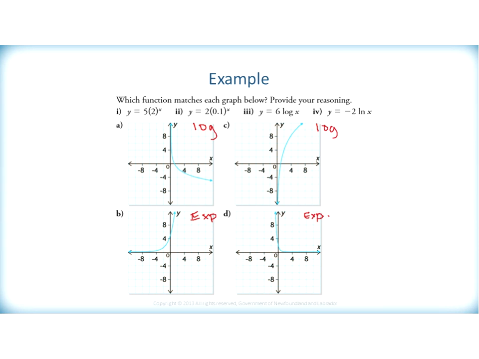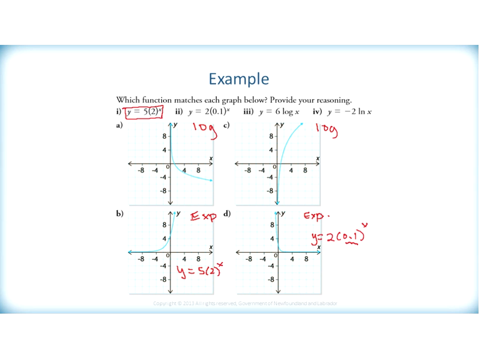So for the exponential function, for increasing, remember b must be greater than 1. And we have, in equation 1, y equals 5 times 2 to the power of x. So that would be an increasing exponential function. The only exponential function left is a decreasing one, y equals 2 times 0.1 to the power of x. And of course, since b is between 0 and 1, that gives us a decreasing function.